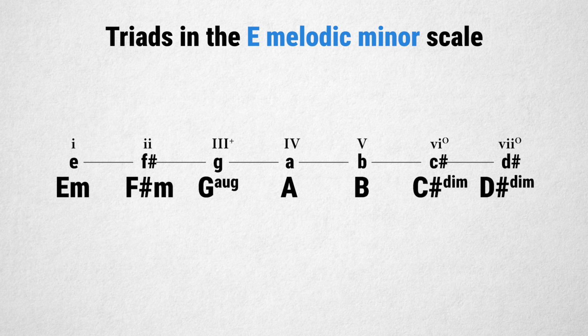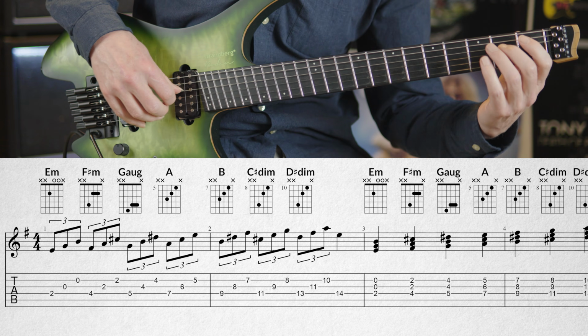In the E melodic minor scale we'll find even 2 diminished triads on the 6th and 7th degree: E minor, F sharp minor, G augmented, A major, B major, C sharp diminished and D sharp diminished.